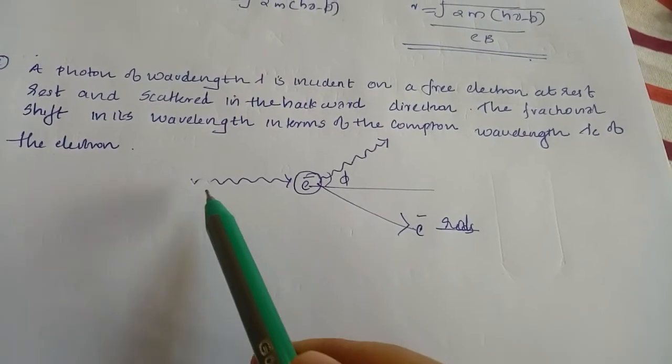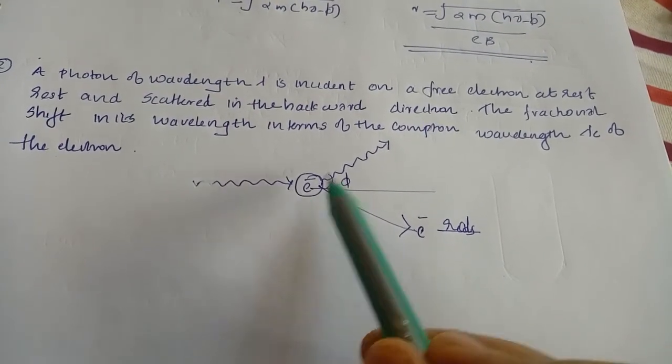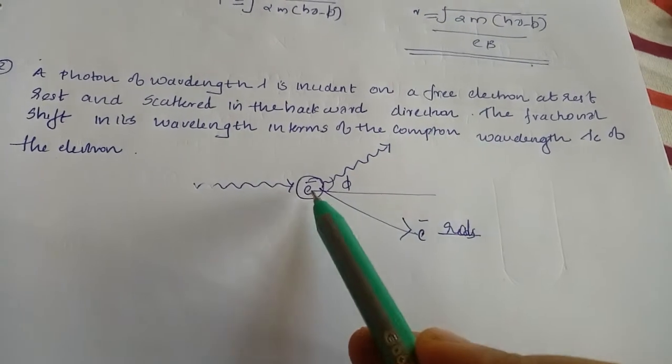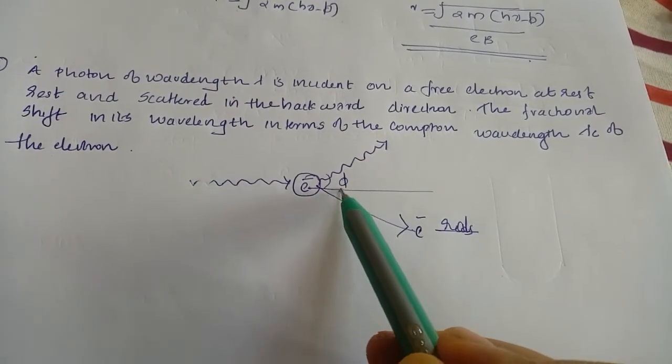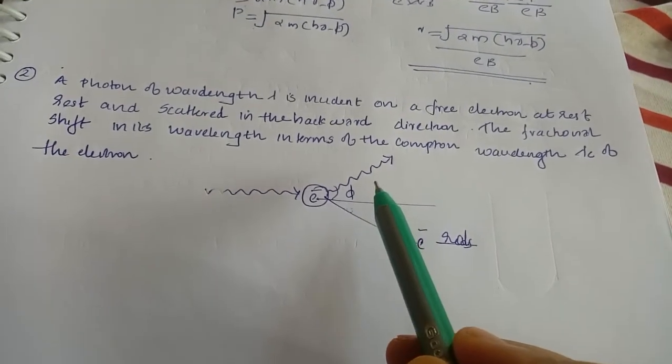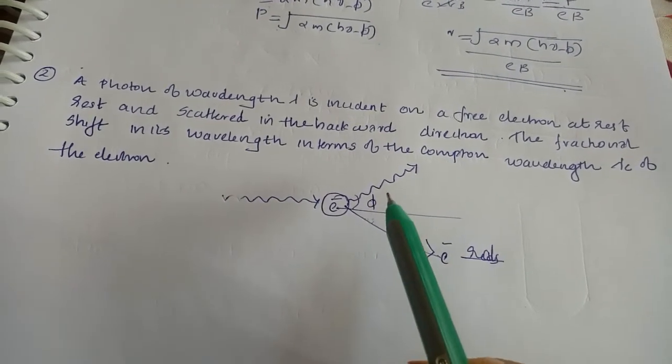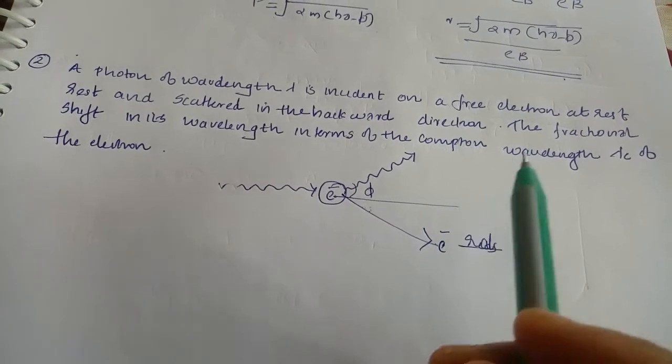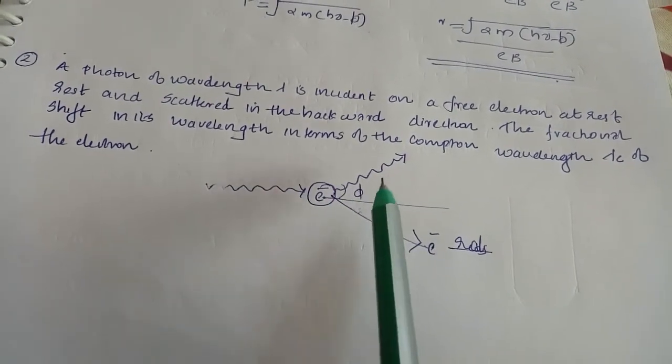Compton effect, that is, a photon which is scattered by an electron, and the electron recoils at an angle theta, and there is a phi angle at which the photon may be scattered. The scattering angle is phi.